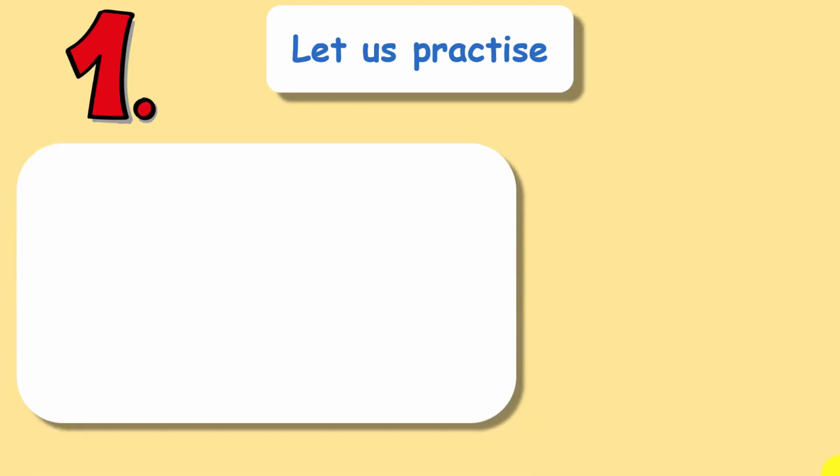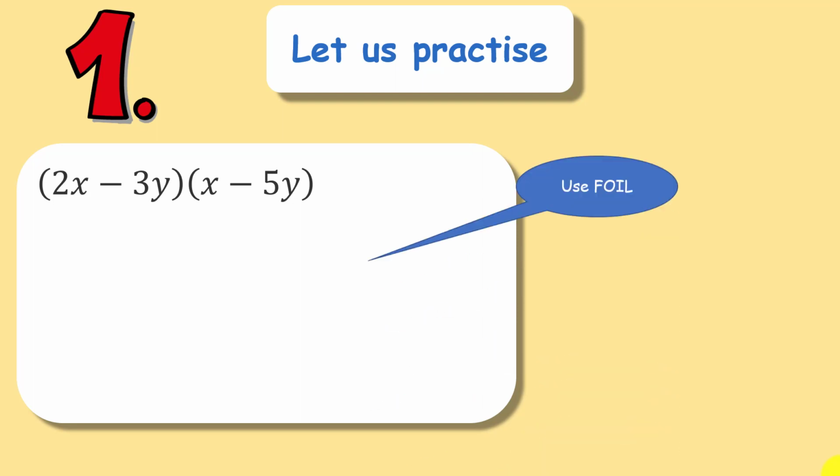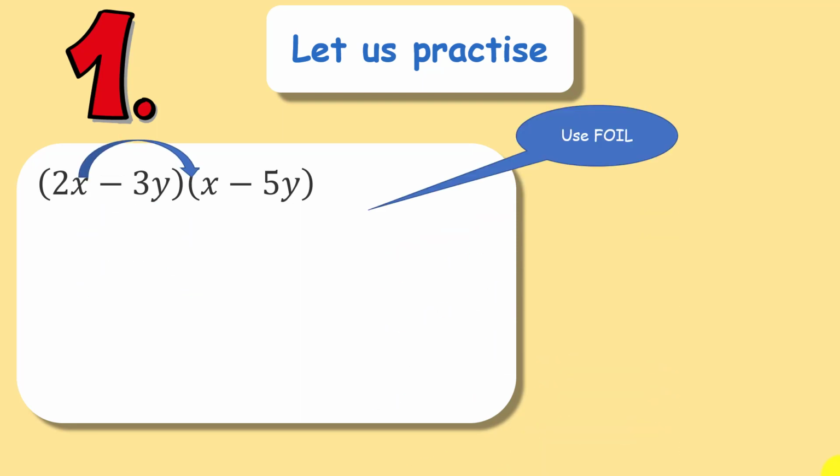So let us practice. In this first example, this will just be a normal product of two binomials. There's not a shorter method for it. We can just use FOIL. So we'll multiply the first terms in each bracket, we'll multiply the outer terms, we'll multiply the inner terms, and we'll multiply the last terms.